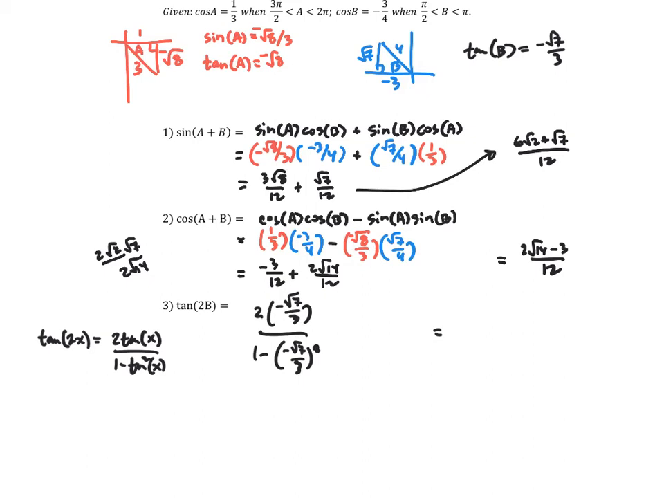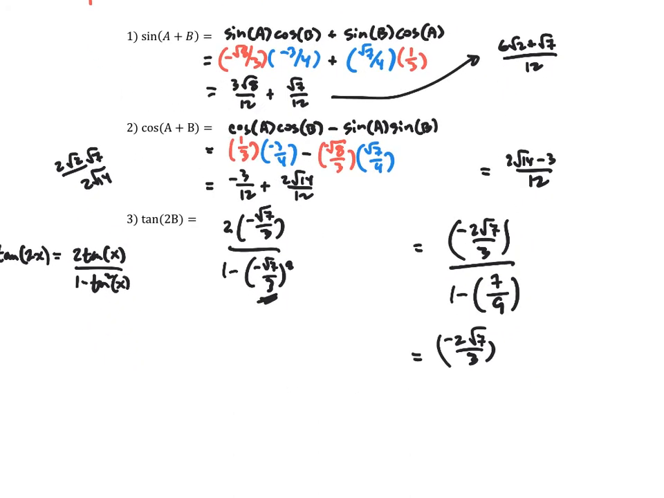Okay, let's do a little simplifying. That will be negative 2 root 7 over 3, over 1 minus 7 over 9. Okay, so I squared a negative, which makes it positive. Square negative root 7, I get a positive 7, square 3, get 9. Got it. So I would get negative 2 root 7 over 3. We'll reduce this in a moment. Over, it looks like 2/9. So instead of dividing by 2/9, I'm going to go ahead and multiply by 9/2.